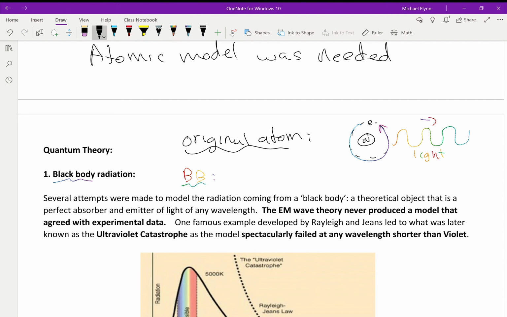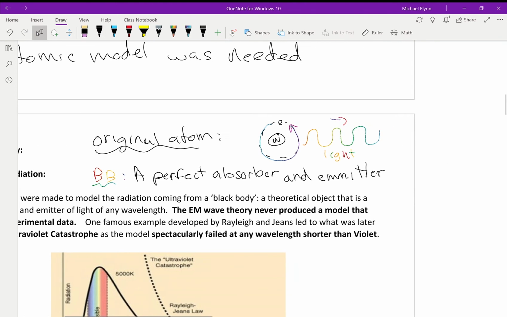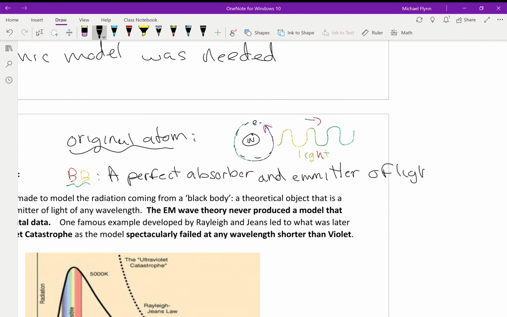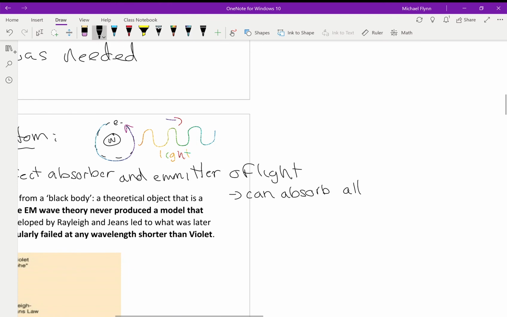is a perfect absorber and emitter of light. Now what that means is it can absorb all wavelengths, I'll just use lambda, and therefore it would appear black. Because if you absorb all the colors of white light, what's your color? Well, it would be black.